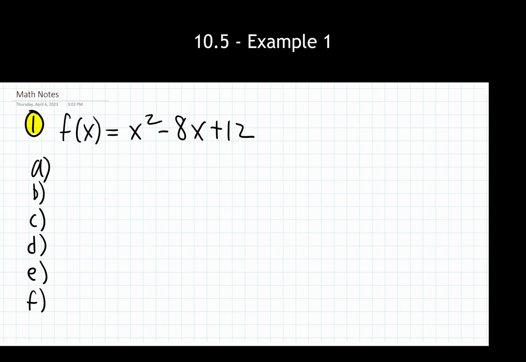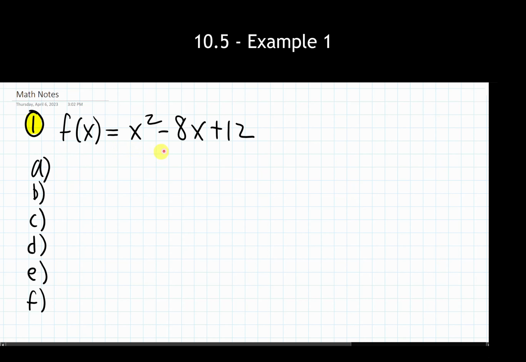Let's get started here with our first example. We have f of x is equal to x squared minus 8x plus 12. I have a through f listed here, and if you need that reminder on what we are looking for in each of these parts of the problem, I'd go back a couple seconds in the video, write those down for yourself, and then come back to where we are now.